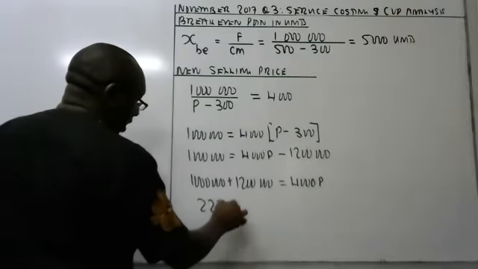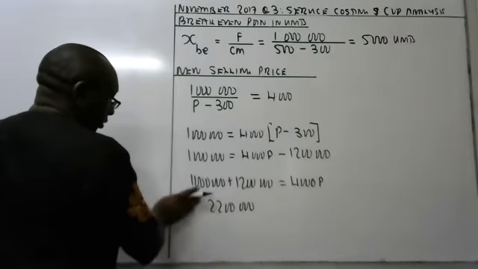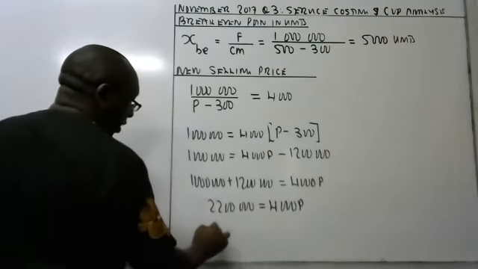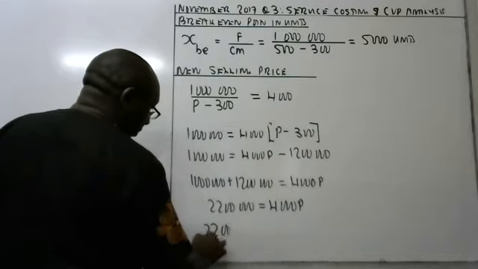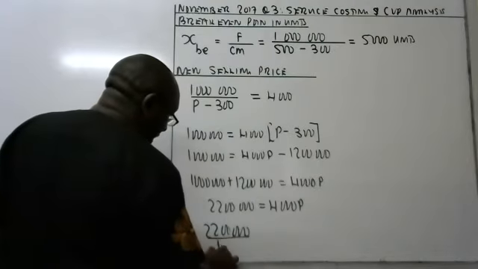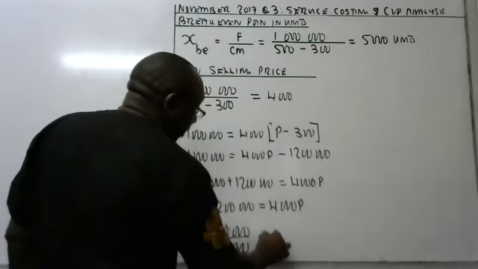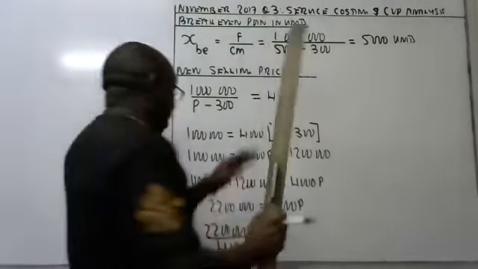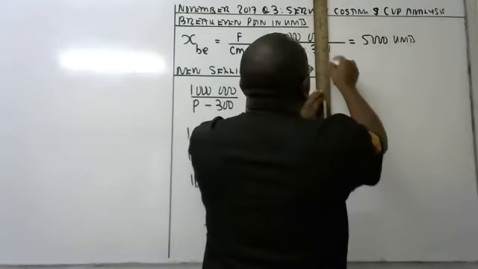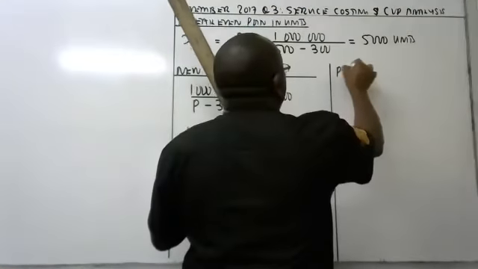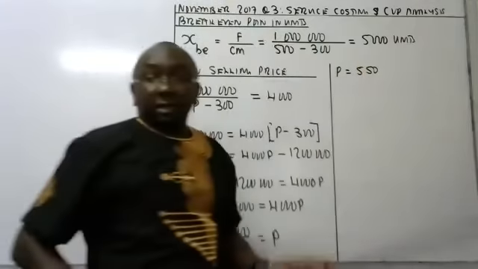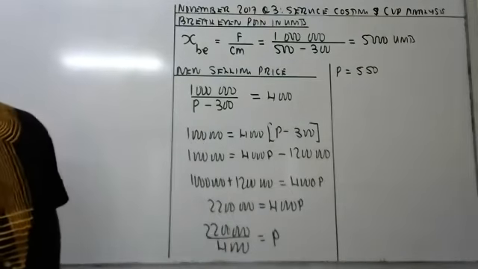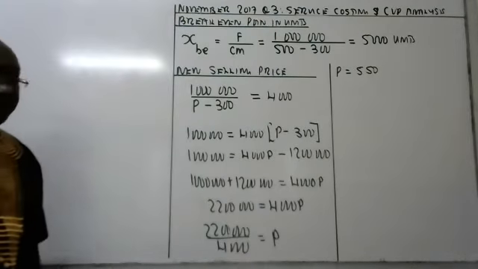This is 2,200,000 being equal to 4,000 P. And when you divide this 2,200,000 by 4,000, you get P. That is the one that is giving us P as 550. So Jamal, okay, good. Now we have gotten everyone.